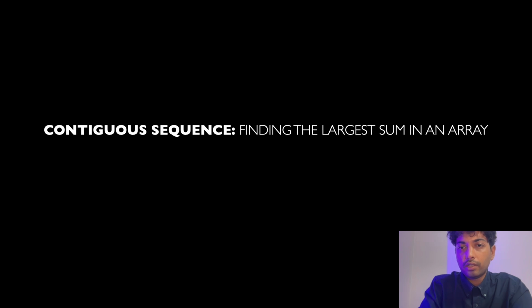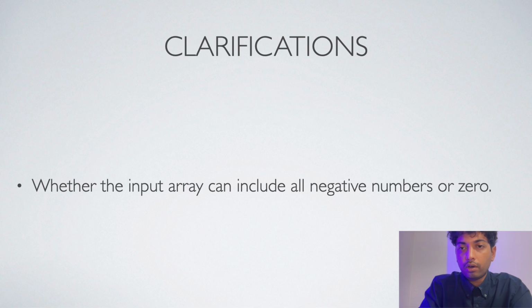Our next challenge is a common problem in technical interviews, contiguous sequence. Here, given an array of integers, both positive and negative, our task is to find a contiguous sequence in it that has the largest sum, and then return this largest sum. Some things to clarify with the interviewer are: if all numbers in the input are negative, then what should be the output? Is it the maximum negative number, 0, or integer minimum?